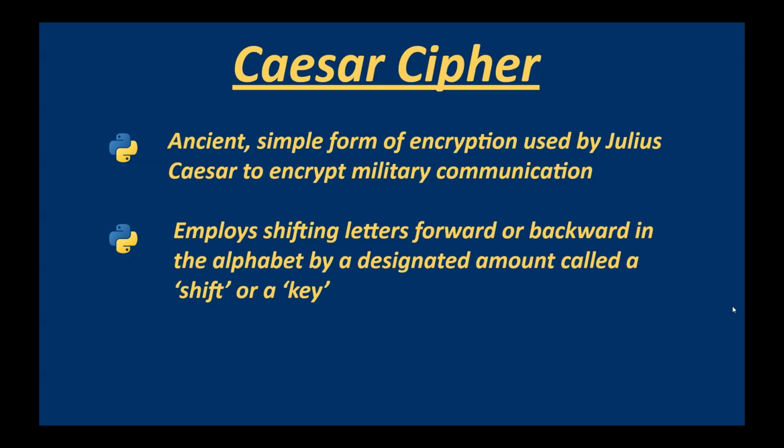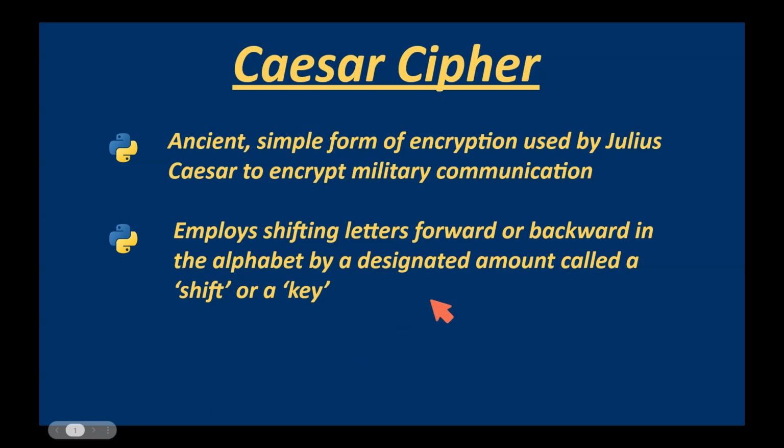So how it works specifically is you take the letters that you start with in plain text, and you're going to shift them forward or backwards in the alphabet by a designated amount called a shift or a key. This is really how it works. Basically, you start with your plain text, your actual message, and then you designate some constant value, positive or negative, to move each letter forward or backwards in the alphabet.